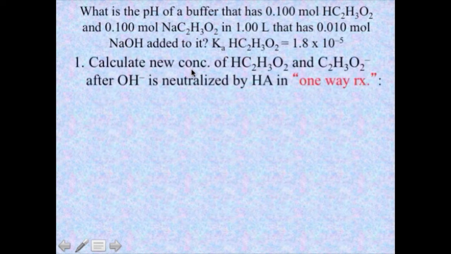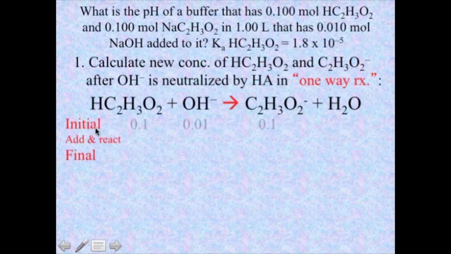First, calculate the new concentration of acetic acid and acetate ion after the hydroxide is neutralized by the acetic acid. This is a one-way reaction. It is not an equilibrium. Like this. So initially we have 0.1 moles of acetic acid, 0.01 moles of hydroxide that we've added in, and 0.1 moles of the acetate ion.